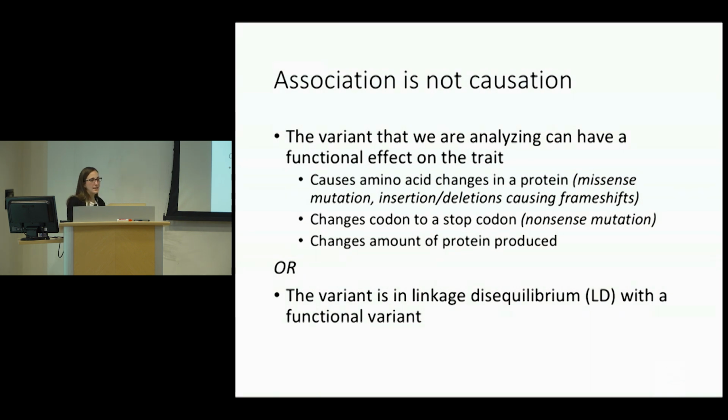One point I want to make is that association is not causation. The variant that we are analyzing can have a functional effect on the trait. It could cause an amino acid change. It could cause a stop. It could be regulatory and change the amount of protein produced. Or that variant could be in linkage disequilibrium (LD) with a functional variant. And through association, we can't tell the difference between these two scenarios.